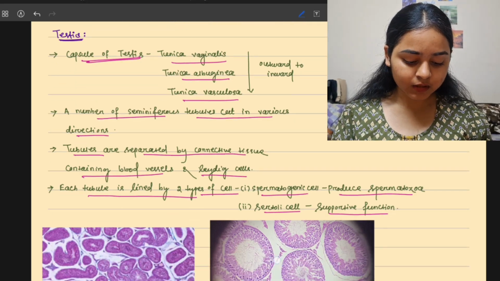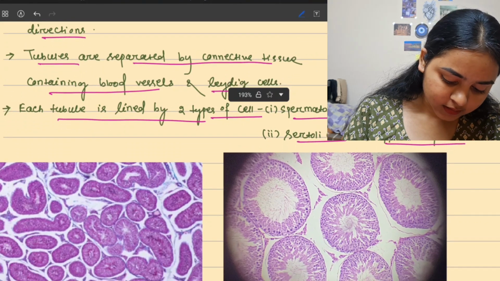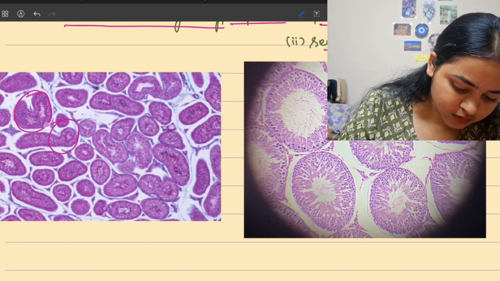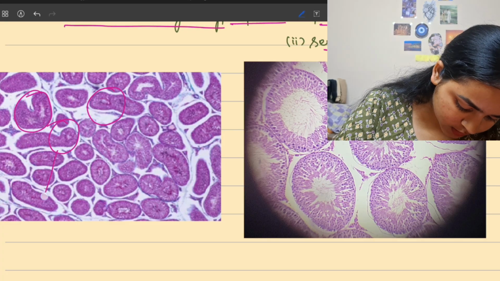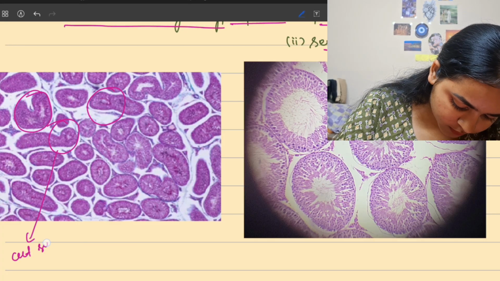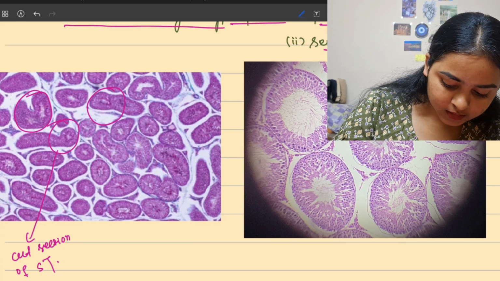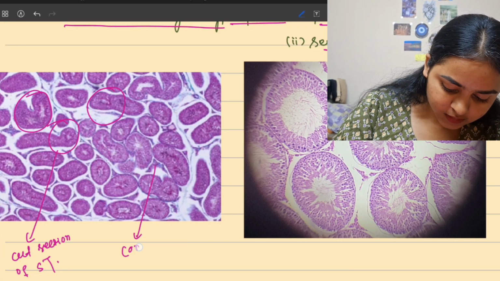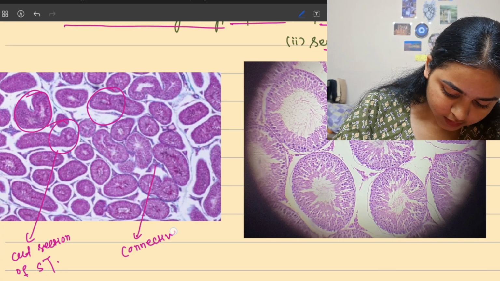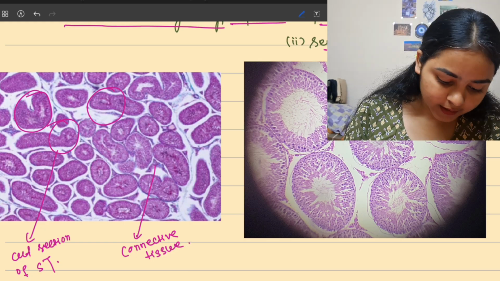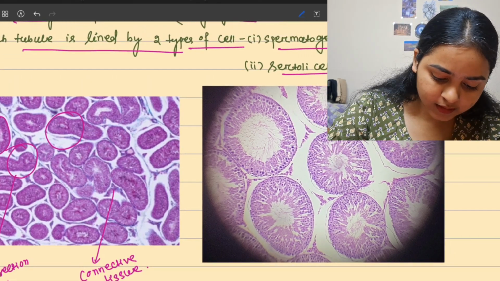Okay, now come to the slide. So here you can see these are the cut sections of the seminiferous tubules present. These are the cut sections of seminiferous tubule, and these are the connective tissue present between the seminiferous tubules. And this is the real slide picture.